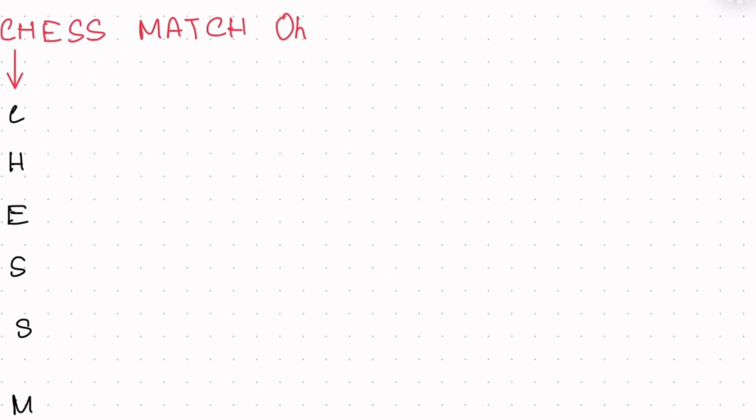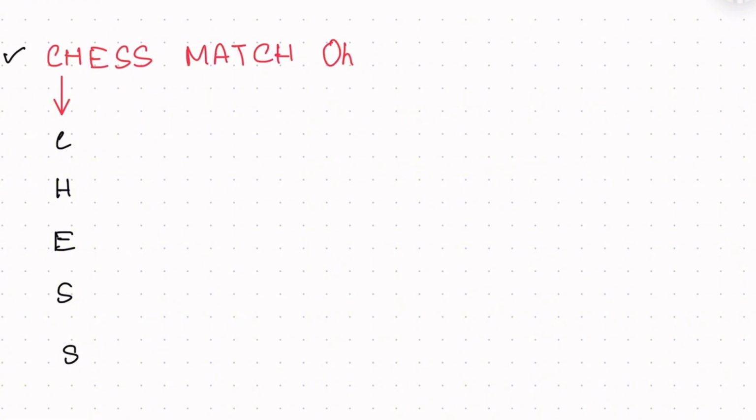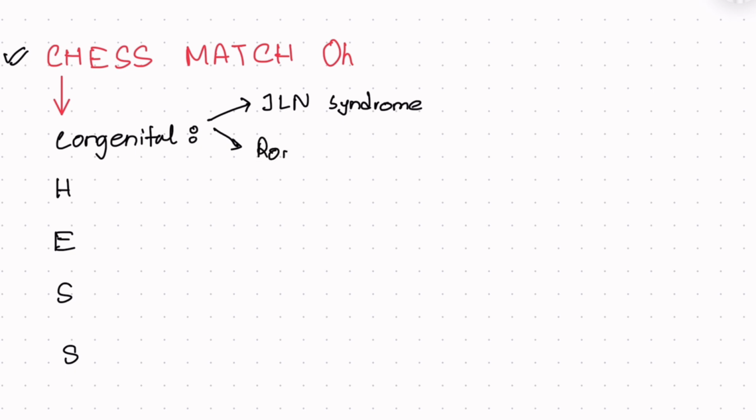Causes can be easily remembered using a mnemonic, which is CHESS MATCH. With C, we have congenital. Two kinds of congenital disease usually present with long QT interval. One is JLN syndrome, which is Jervell and Lange-Nielsen syndrome, and Romano-Ward syndrome. In MRCP, generally, we might have to differentiate between these two conditions.